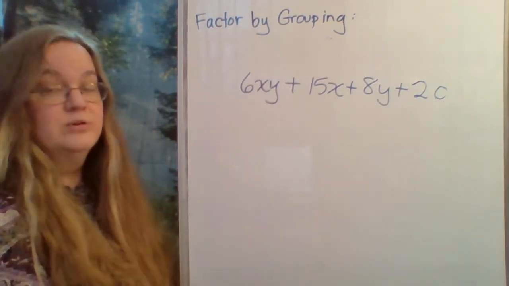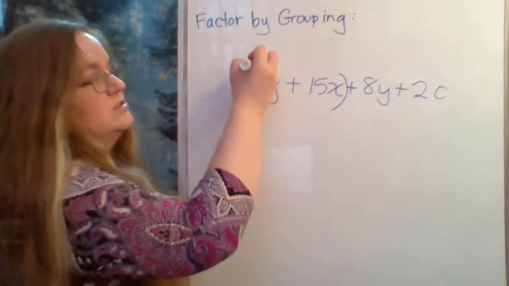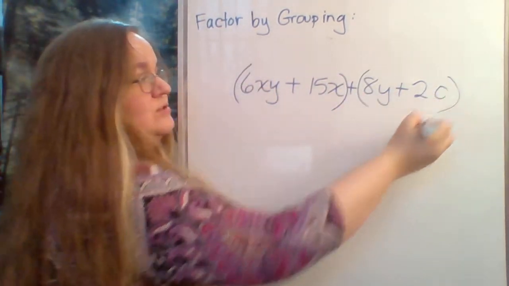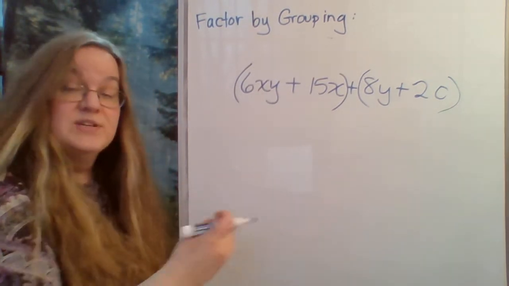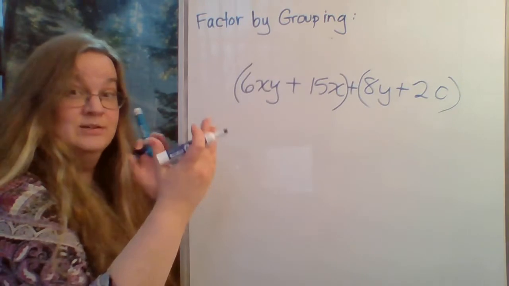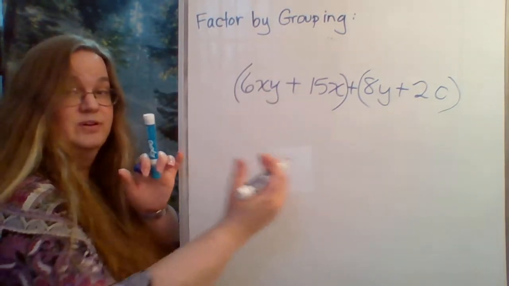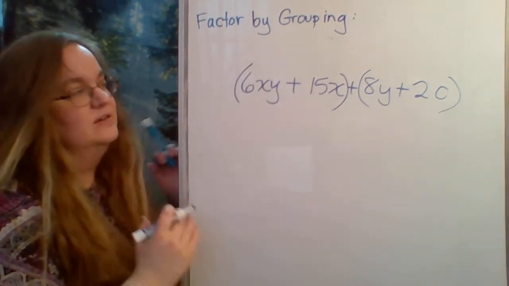So again, I'm going to do it by grouping. I'm going to group these 2 together, and I'm going to group these 2 together, and I'm going to factor them separately. Once I've done that, I should get a common binomial that's in both of them, and that becomes my GCF that I can then factor out.